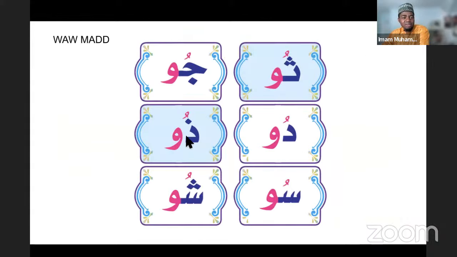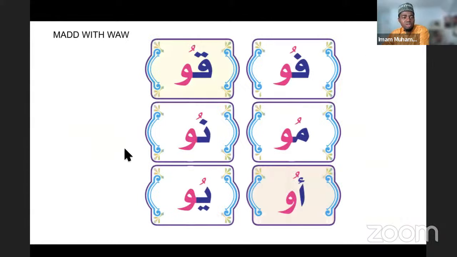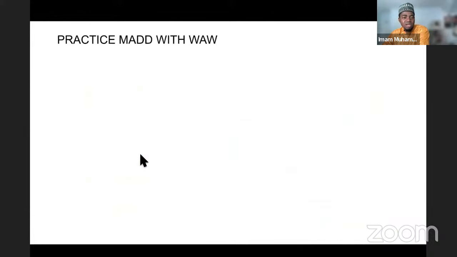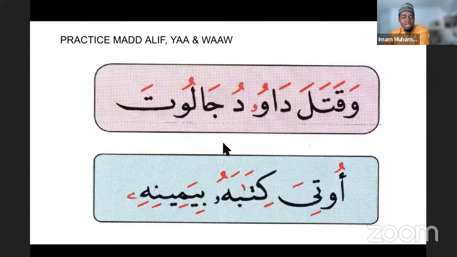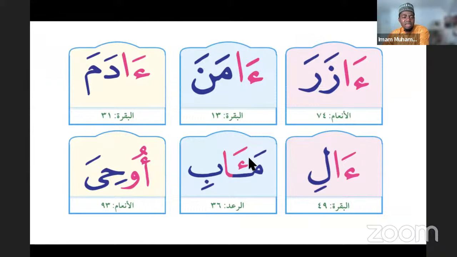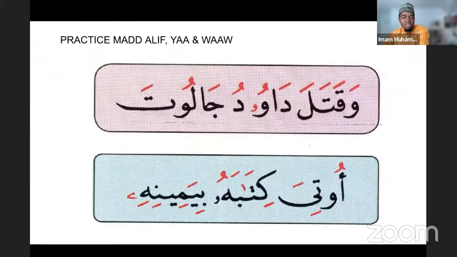So the wa, like we know dhu, thu, and then the wa also has its own tiny form. Okay, these are tiny forms of wa. So these are wa. This will also serve as a med in cases where wa is supposed to serve as med. So let's do a last practice. You guys can practice all this before the class next week, when we learn the med.